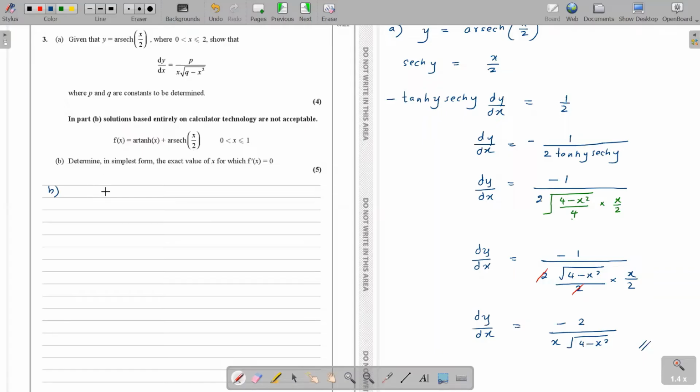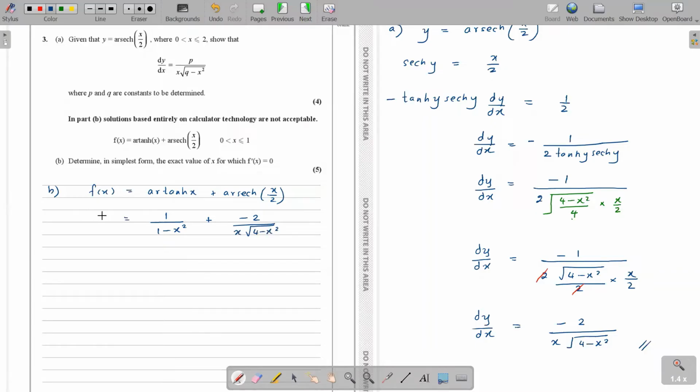Here, to get f dash x, f(x) is arctan x plus arcsec(x/2). Do I know the differentiation of arctan x, given in the formula book? Check the arctan x differentiation. How much is it? So arctan x differentiation is 1 over 1 minus x square, given to you, right? And arcsec(x/2) is what we found: minus 2 over x times root 4 minus x square.